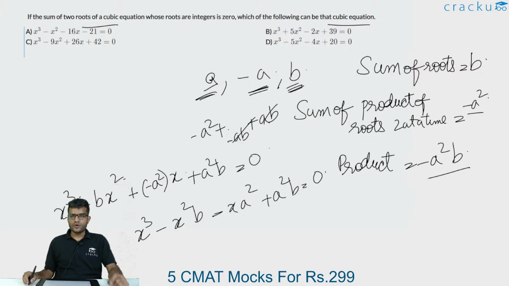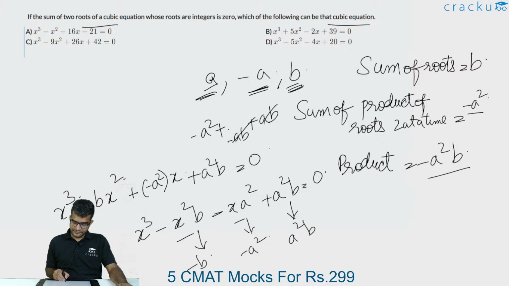So if you are looking at the coefficients of the cubic equation, the coefficient of x square is minus b, the coefficient of x is minus a square, and the constant term is a square b. So essentially what we should do is multiply the coefficients of x square and x, and if you are getting the constant term, that can be the answer. This is basically a necessary condition, not a sufficient condition.